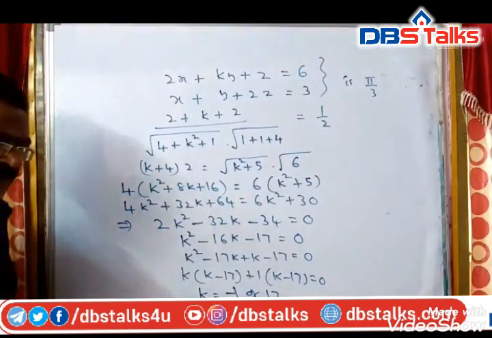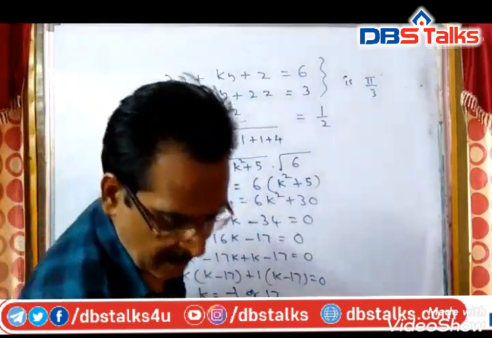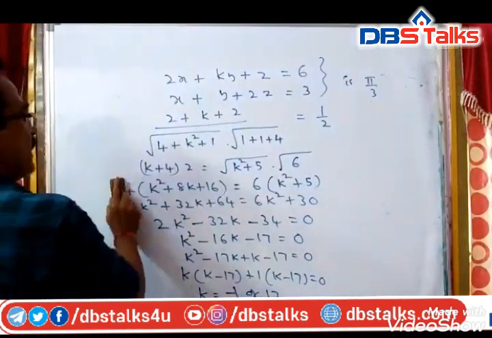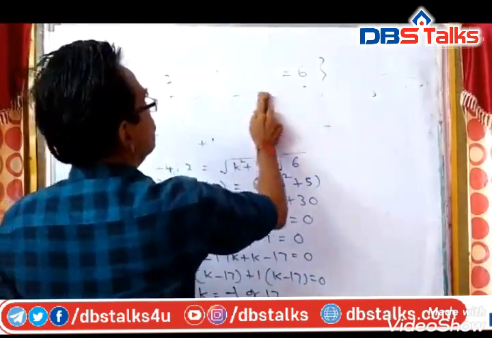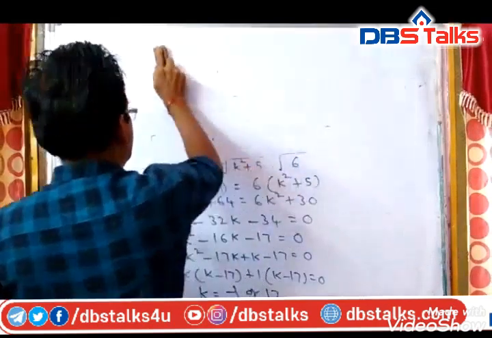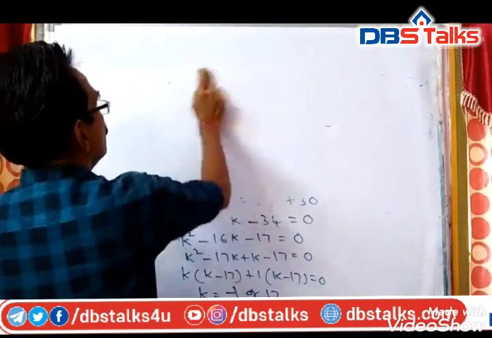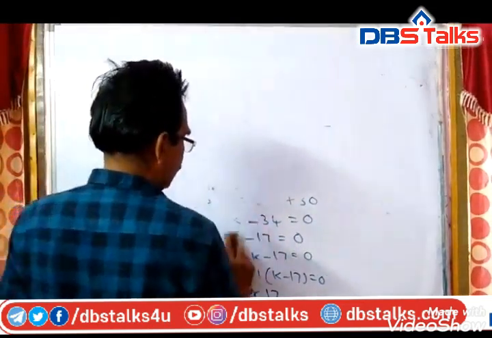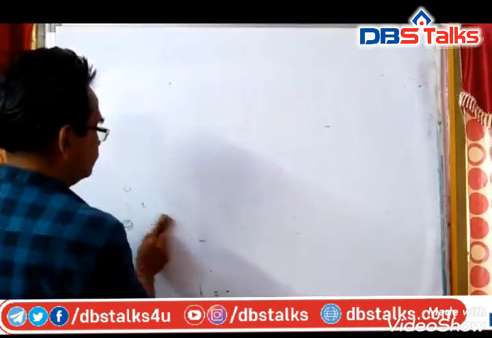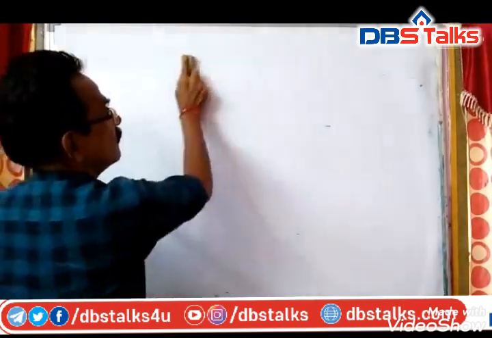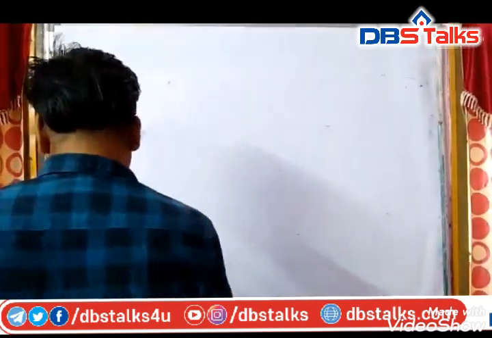So these are the values of k, friends. K is equal to minus 1 or 17. Easy problem, friends. Okay. Now let us see the next problem.